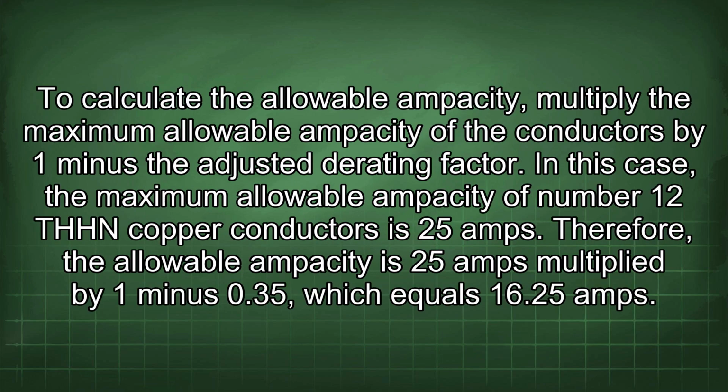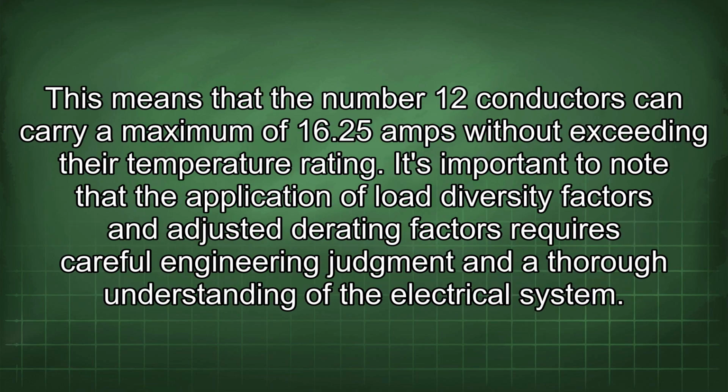To calculate the allowable ampacity, multiply the maximum allowable ampacity of the conductors by 1 minus the adjusted Derating factor. In this case, the maximum allowable ampacity of number 12 THHN copper conductors is 25 amps. Therefore, the allowable ampacity is 25 amps multiplied by 1 minus 0.35, which equals 16.25 amps. This means that the number 12 conductors can carry a maximum of 16.25 amps without exceeding their temperature rating.